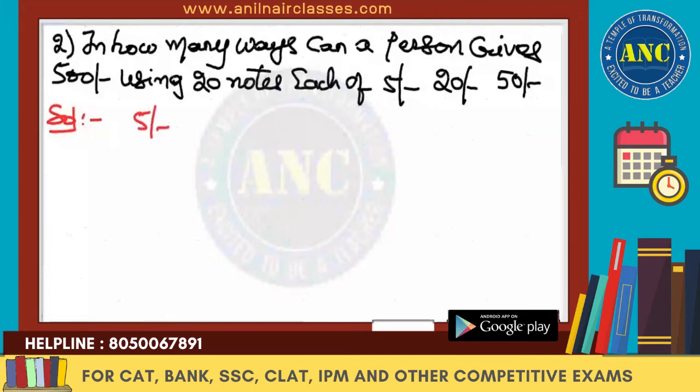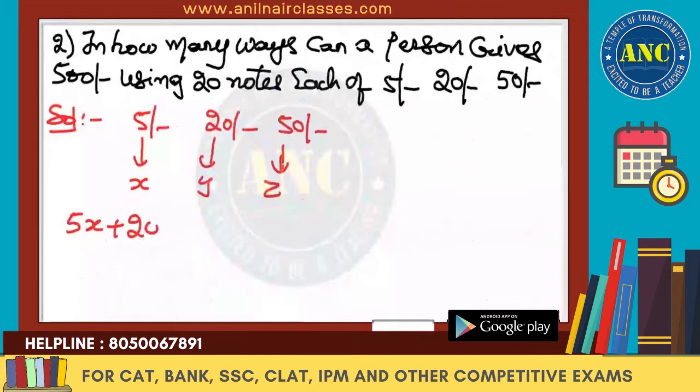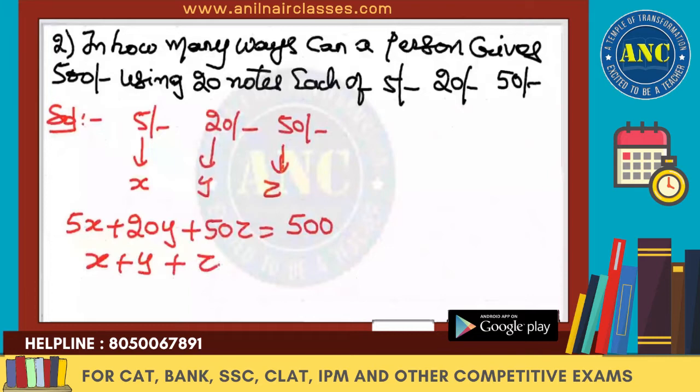So there are 5 rupees, 20 rupees and 50 rupees notes. Total number of 5 rupee notes I will use is x, total number of 20 rupee notes is y, and total number of 50 rupee notes is z. So the equation will become 5x plus 20y plus 50z, total it should be 500. And the total number of notes I should use is x plus y plus z is 20.